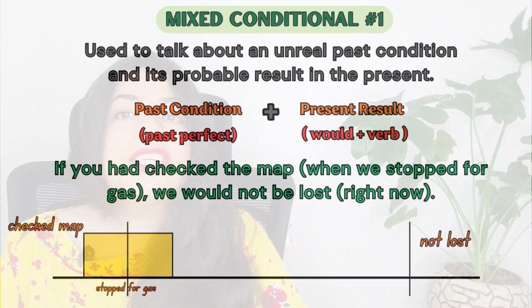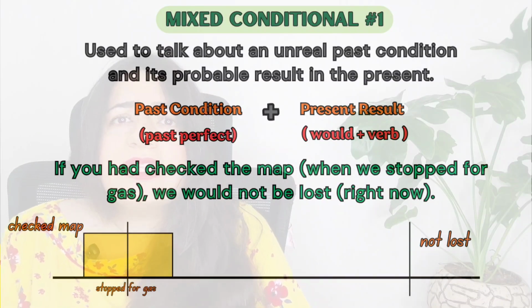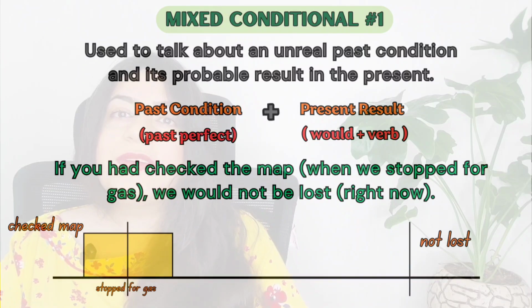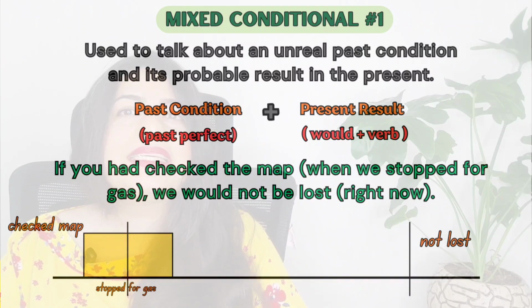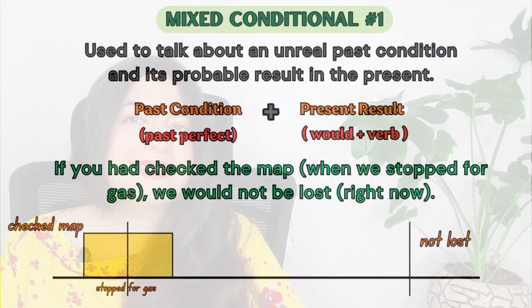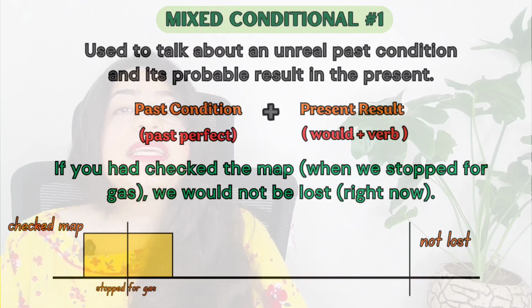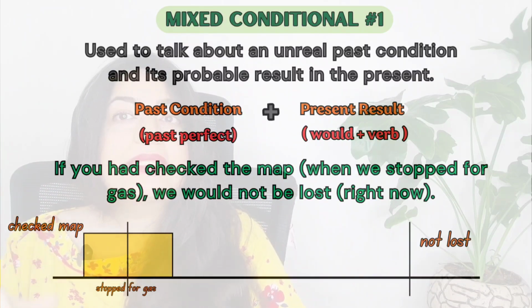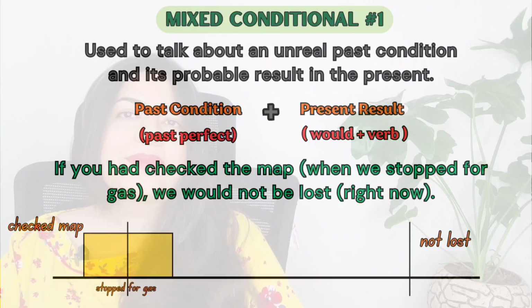So here's an example. If you had checked the map, we would not be lost. Now I added a little more information, hoping that may give you a better sense of not only what's happening, but when it's happening. So I could say, if you had checked the map when we stopped for gas, we would not be lost right now.